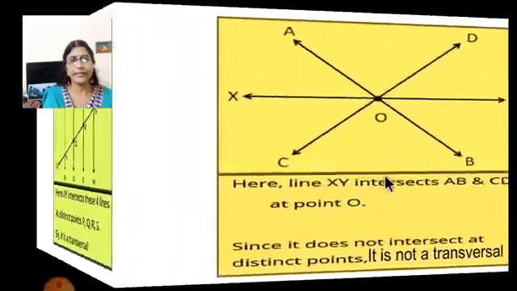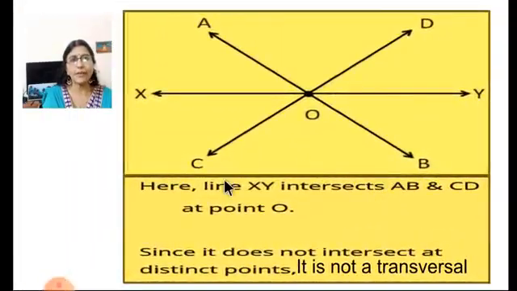Now here in this figure you see line XY, which is intersecting line AB and line CD at point O. So can we call XY a transversal? No, it is not a transversal because it does not intersect at distinct points. It intersects only at one point, that is point O. So it is not a transversal.